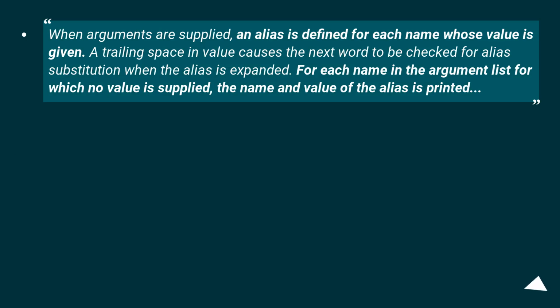When arguments are supplied, an alias is defined for each name whose value is given. A trailing space in value causes the next word to be checked for alias substitution when the alias is expanded. For each name in the argument list for which no value is supplied, the name and value of the alias is printed.